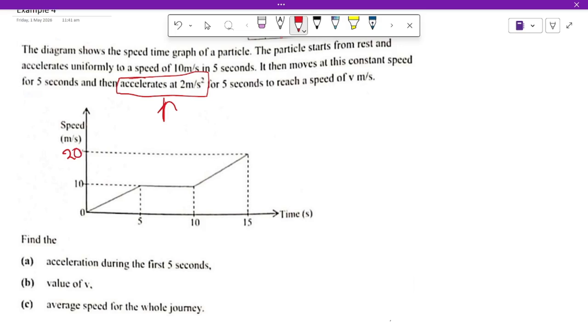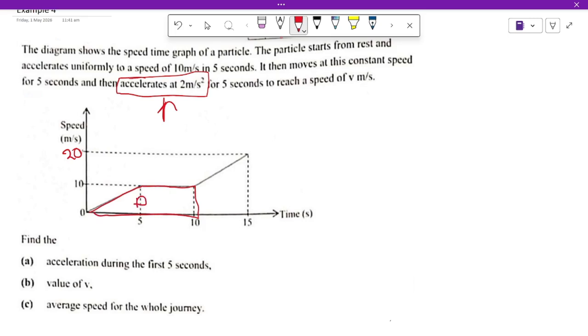So here, to find the average speed for the whole journey, we need to find the distance for this shape here, for this one here. Okay, that is the distance we need to find for the whole journey. But we can combine these two shapes to form a what? A trapezium.